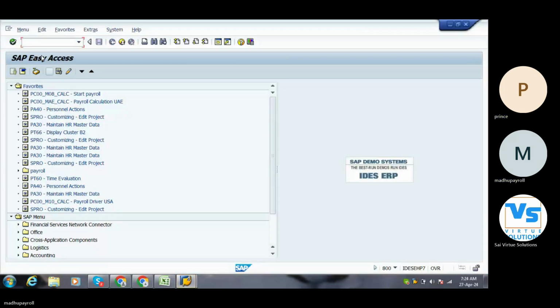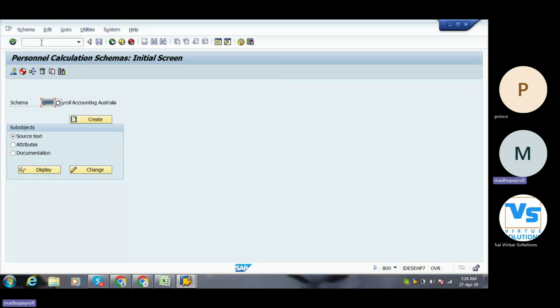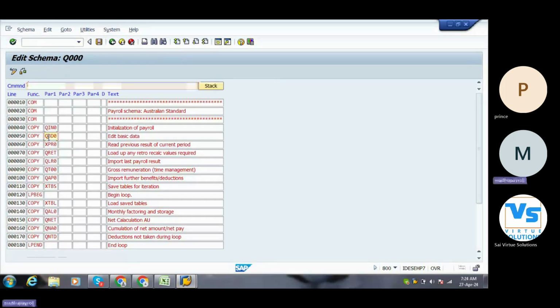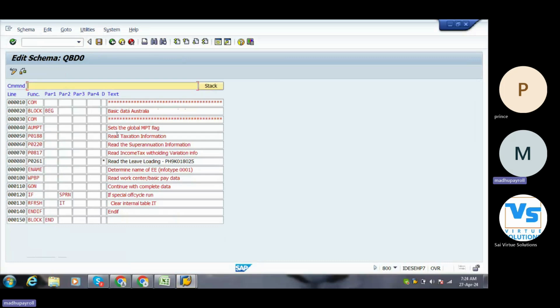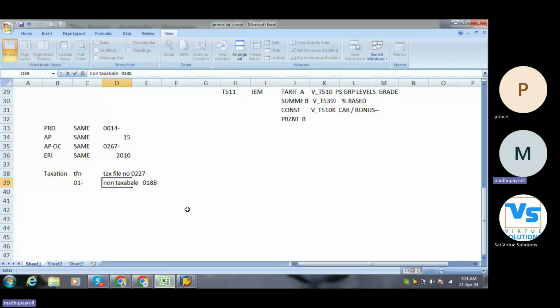No taxation. Say for example, PE01, 00, QBD0, 188. Now in 188, whenever you maintain the tax scale as zero, that employee is not a taxable person. Now 02 means taxable. So what is taxable here, you have to specify. Assume that 0 to 10,000, there is no tax.